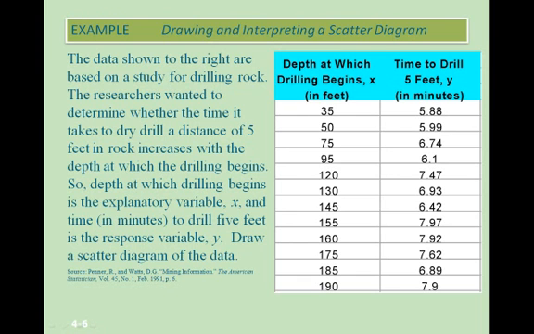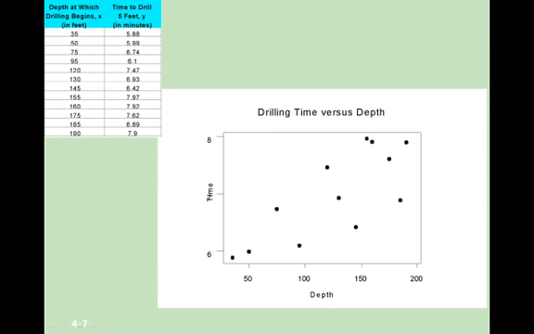Now we'll look at drawing a scatter diagram of the data. So we have our data in the upper corner here, and we've plotted each point. And this is what our scatter diagram will look like. Notice that the depth, our x variable, is along the horizontal axis, and our time, which is our y variable, is along the vertical axis. So this point here would represent our 50 and 5.99, which was the second data value in our set.